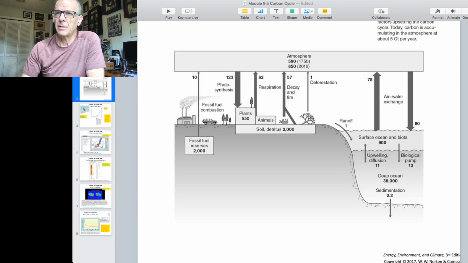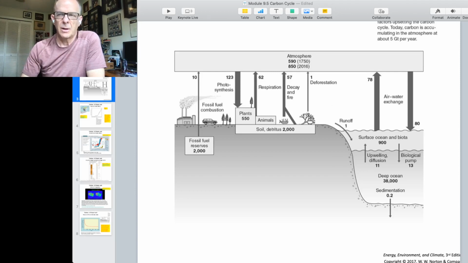And that means that the down arrows have not increased as quickly as our up arrow of this extra 10 has increased. And when you add it all up, while we're putting 10 gigatons per year extra carbon into the atmosphere, the net rate of increase currently is about 5 gigatons per year. That helps explain why the rate of climate change has been accelerating.